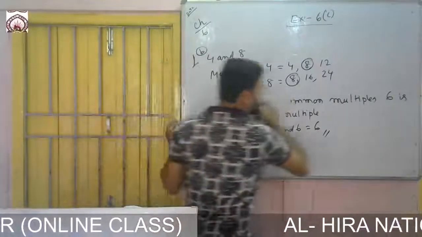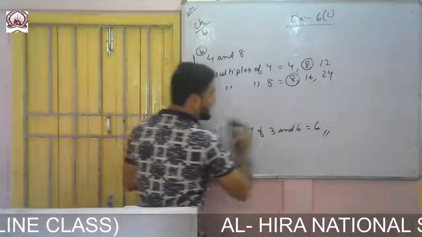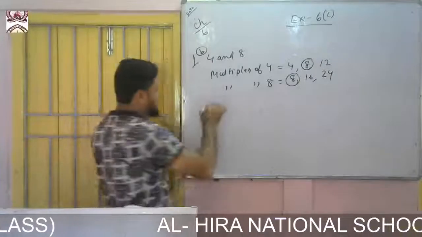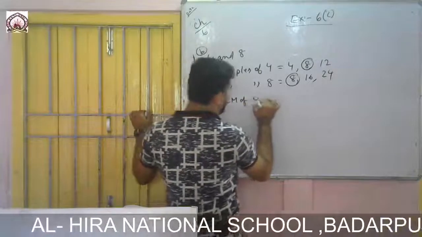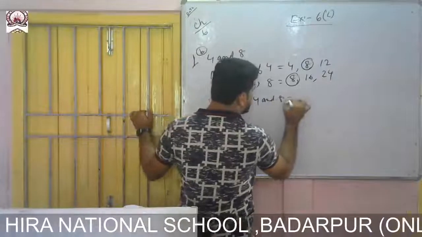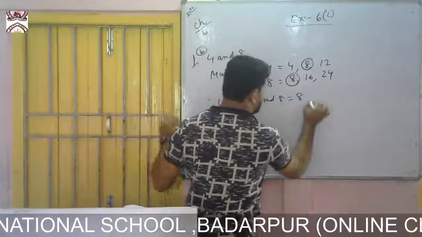So no need of writing this line, you write like this. Therefore LCM of 4 and 8 equals to what? 8. Answer.